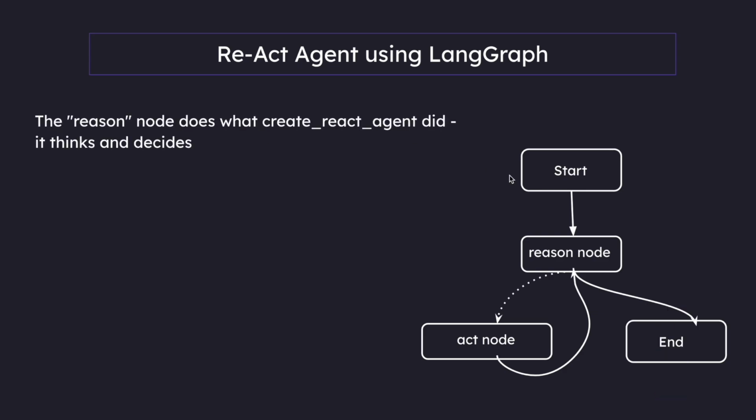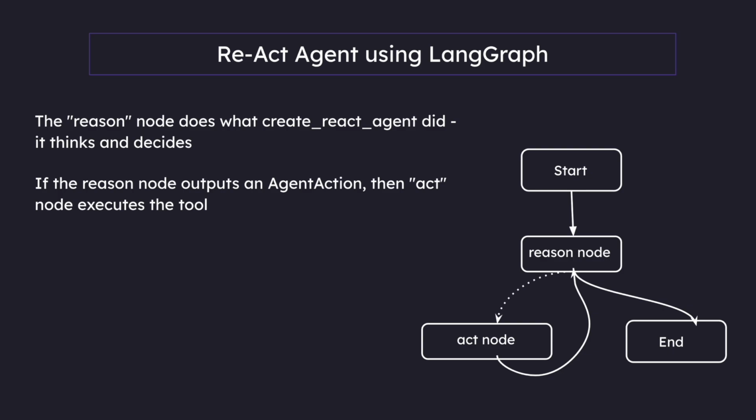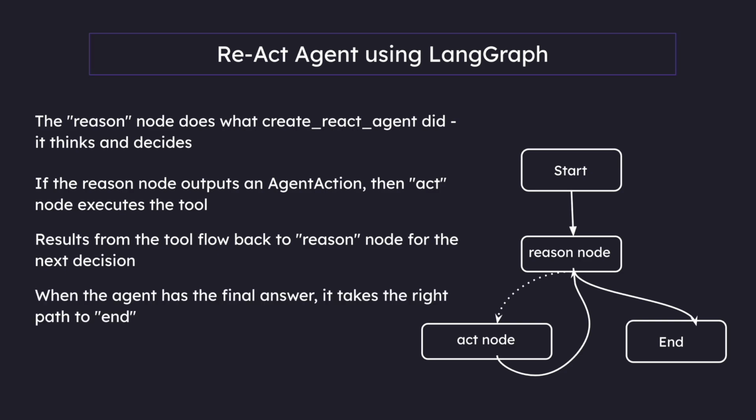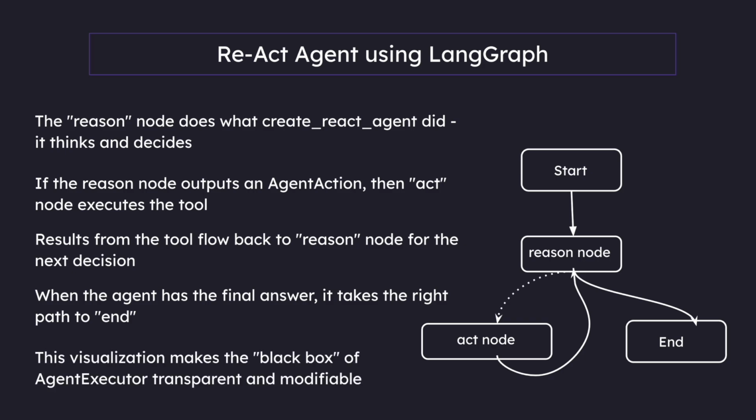The reason node does what create react agent did. It thinks and decides. If the reason node outputs an agent action, then the act node executes the tool. The results from the tool flow back to the reason node for the next decision. When the agent has the final answer, it takes the right path to end. This visualization makes the black box of the agent executor transparent and modifiable.